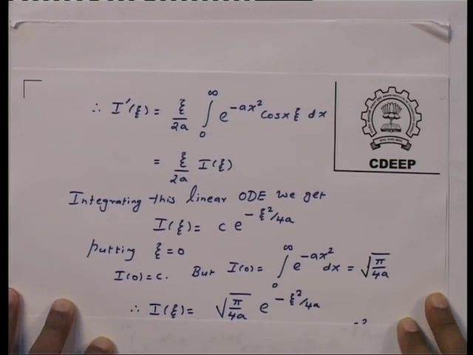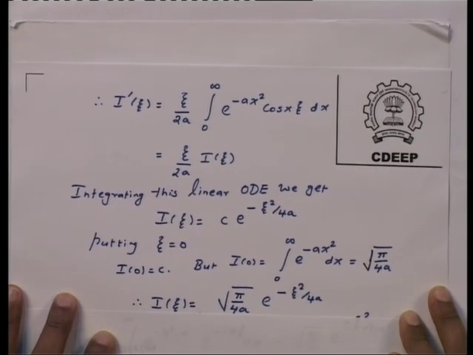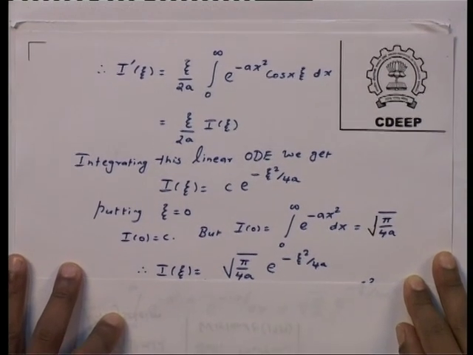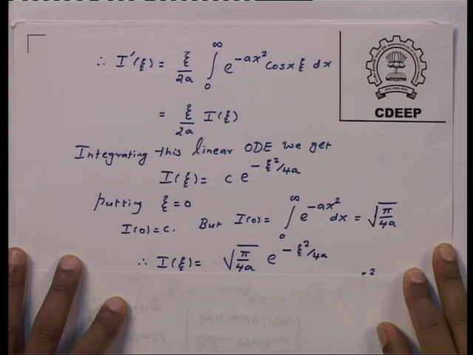Next put psi equal to 0, I of 0 is c. But on the other hand, what is I of 0 directly from the integral itself? Cos of 0, no? x psi. Put psi equal to 0, the cos of 0 is 1. So you simply get I of 0 equal to the integral from 0 to infinity of e to the power minus ax squared dx, which is root pi by 4a, correct? So the constant has been computed, and I of psi equals root pi by 4a e to the power minus psi squared by 4a.